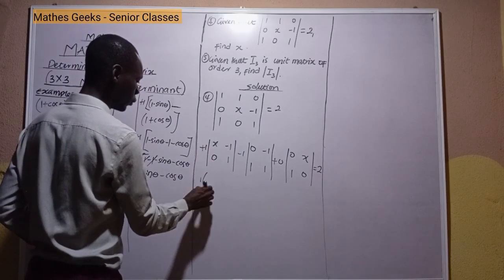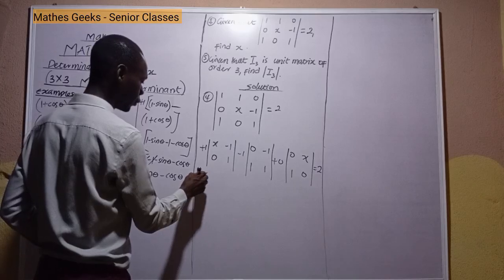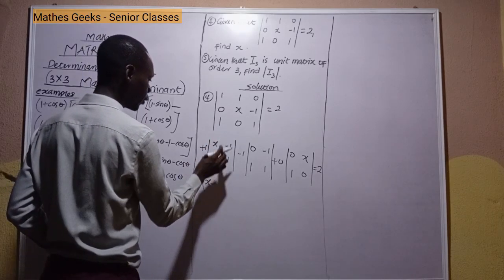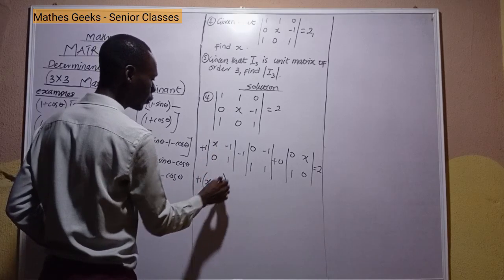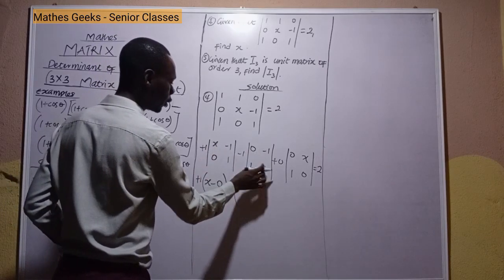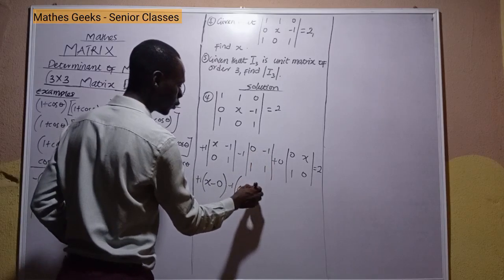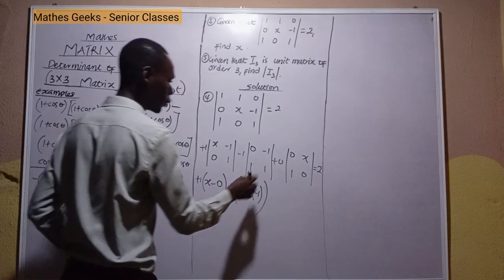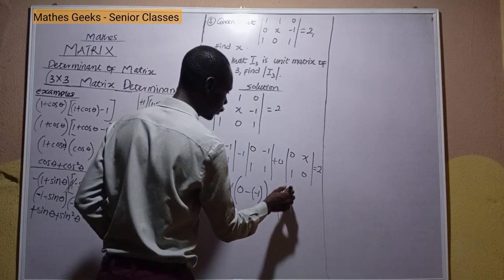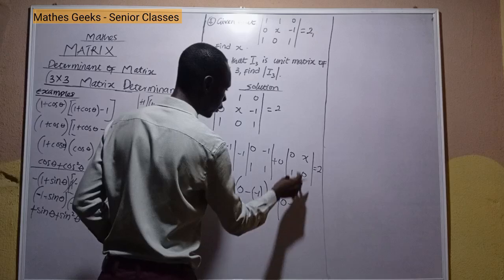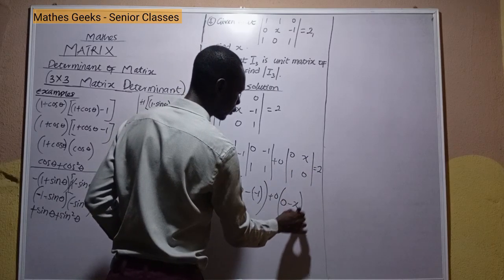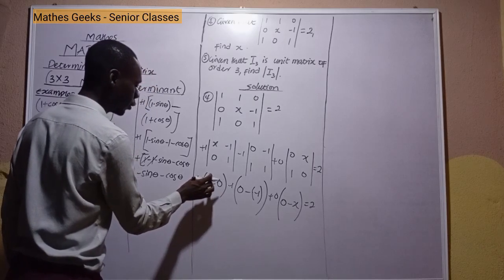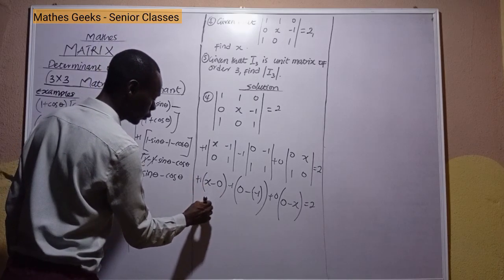Now 1 times, x times 1 is x, minus minus 1 times 0 is 0. Minus 1 times, 0 times 1 is 0, minus minus 1 times 1 is minus 1. And here plus 0 times, 0 times 0 is 0, minus x times 1, equals 2. So x minus 0 is x, x times 2 plus 1 is x.